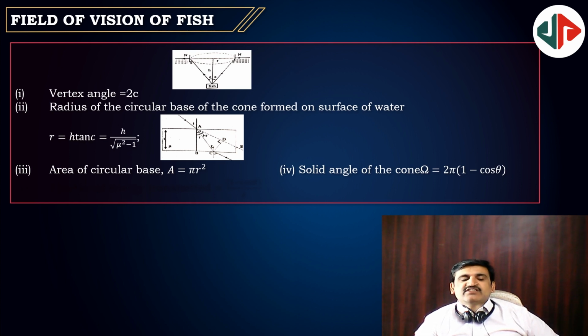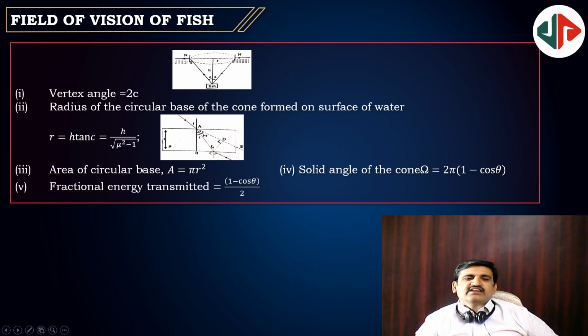Tan C is equal to r by h, right? So r is equal to h by square root of mu square minus 1, and the area of the aperture is equal to pi r square. R can be replaced here, and the fractional energy transmitted is (1 minus cos theta) by 2. Solid angle is 2 pi (1 minus cos theta).